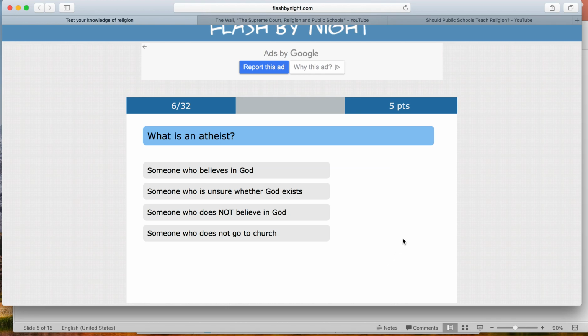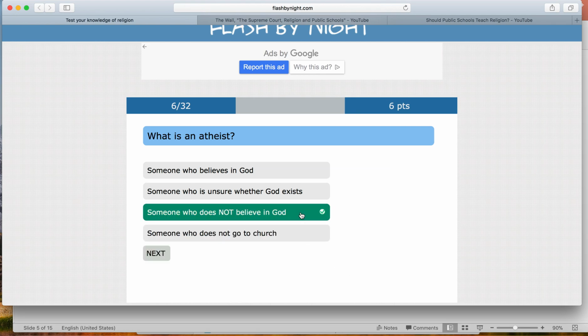We have atheists around the U.S. and the world. So is an atheist someone who believes in God, someone who is unsure whether God exists, someone who does not believe in God, or someone who does not go to church? If you selected someone who does not believe in God, you would be correct. So an atheist does not believe in God.